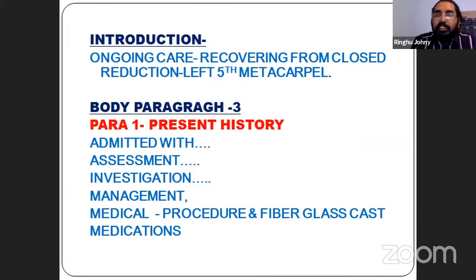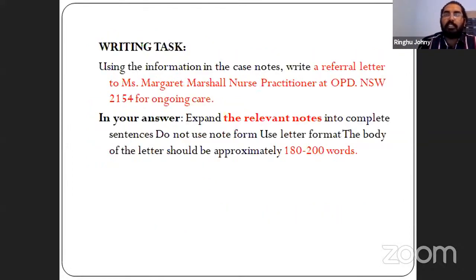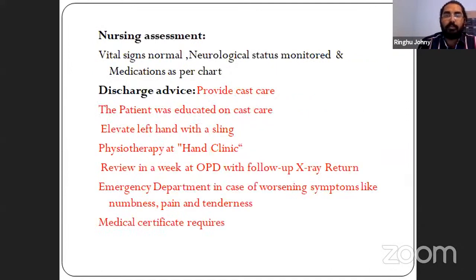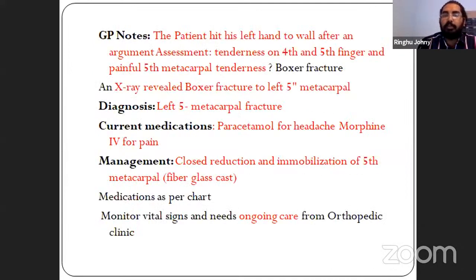And what's the next thing? The diagnosis is left fifth metacarpal fracture. So how are we going to write this? Let's have a look. We can write in different ways, right? So here is the diagnosis and we have the name here.